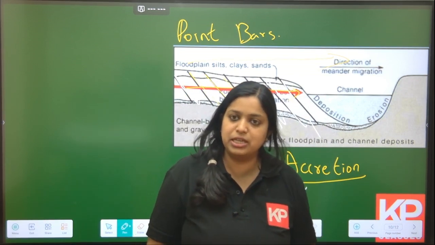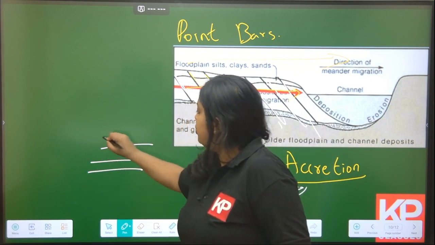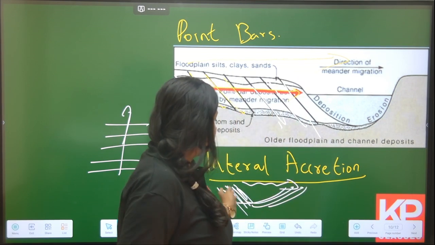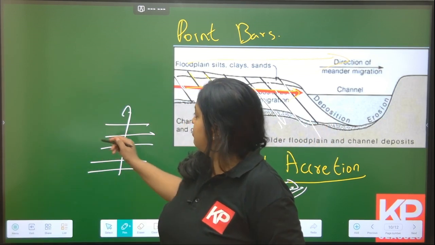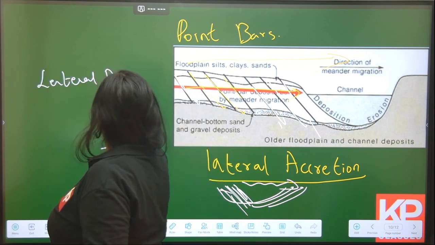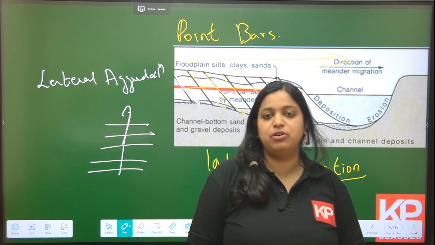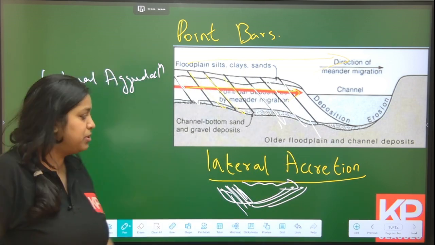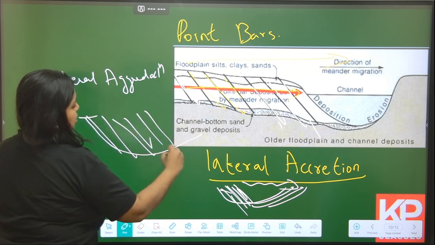There is vertical accretion also, and lateral accretion. In vertical accretion, the deposition happens on top of each layer, so the growth happens vertically. In lateral accretion, growth happens laterally. Vertical accretion we can also call aggradation. So point bars are formed by lateral aggradation, where the deposition of sediments happens laterally, one after the other. Point bars deposit laterally in this particular way.